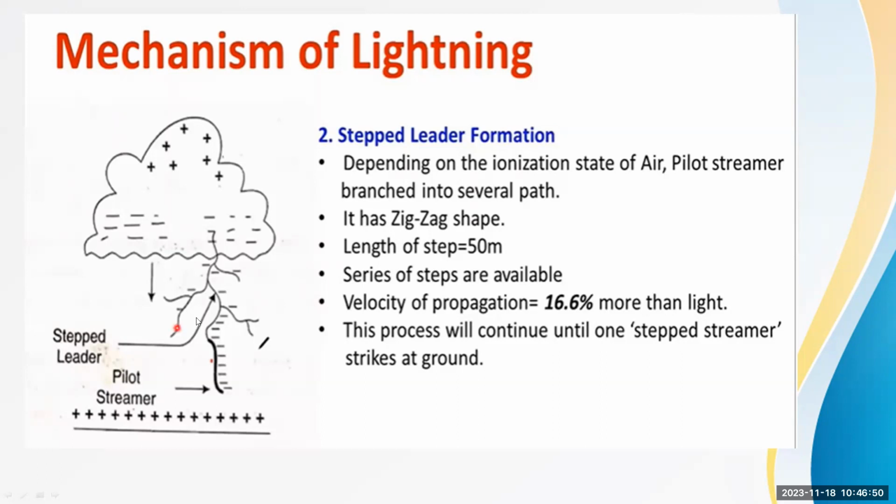A series of steps are available in this lightning, and the velocity of propagation is 16.6 percent of the speed of light. This process will continue until the stepped streamer strikes the ground. When the pilot streamer strikes the ground, these steps disappear, and only the main pilot streamer is present. So this is the step leader formation, the lightning mechanism.